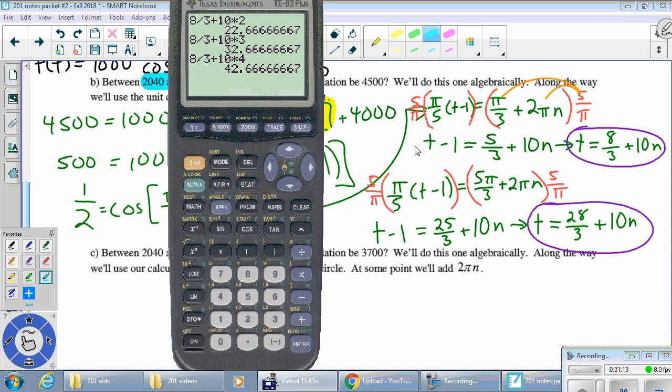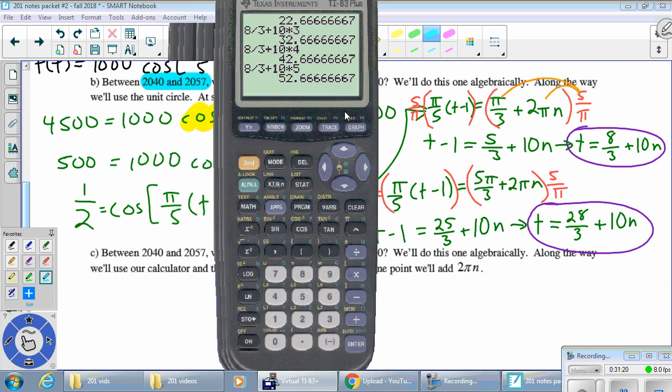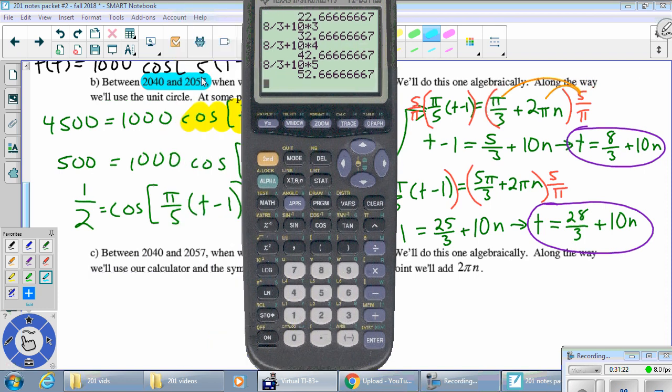And then if we try to go again, like if we try plugging in 5, oh, that one works too. We get to go all the way up to 2057. So we've got two answers right here. But if we try to do 6, then I think that's going to land us in the 2060s, which is no good. So we've got two answers.